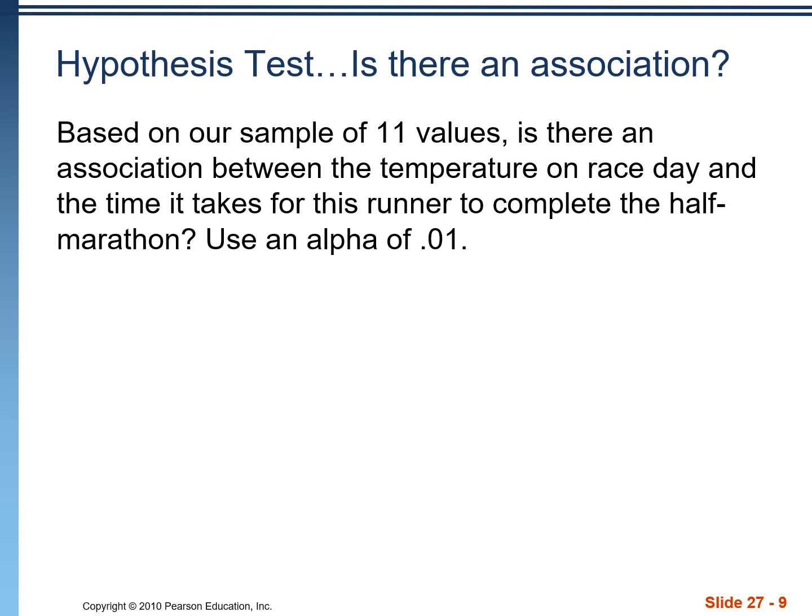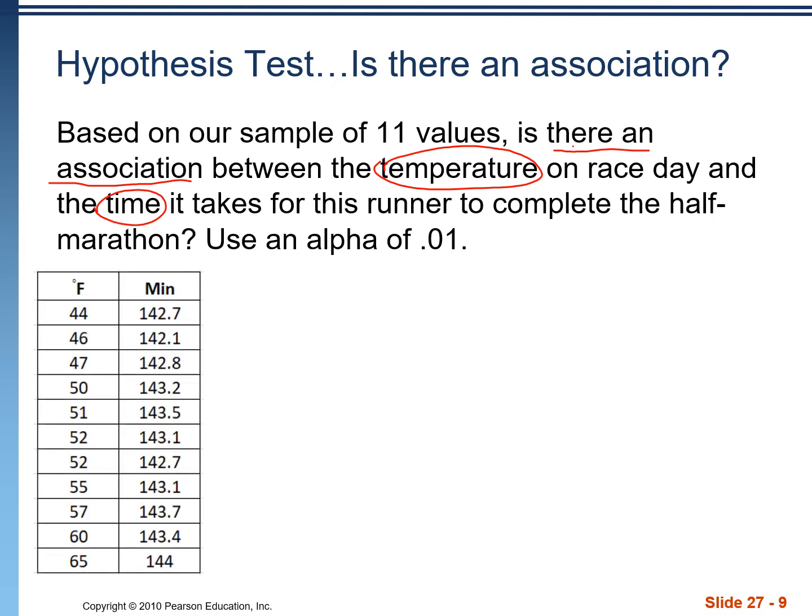So let's start with a hypothesis test. Based on our sample of 11 values, is there an association between the temperature on race day and the time it takes for this runner to complete the half marathon? Use an alpha of 0.01. So the key phrase here is, is there an association? Okay, and then we have two quantitative variables, temperature and time.